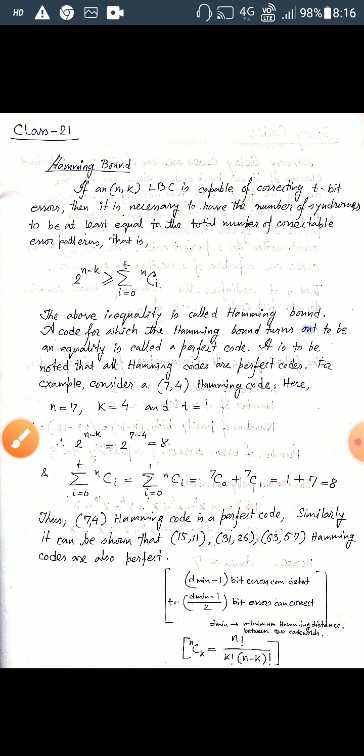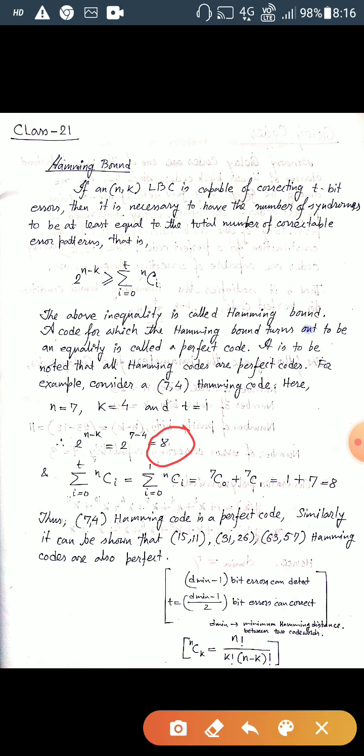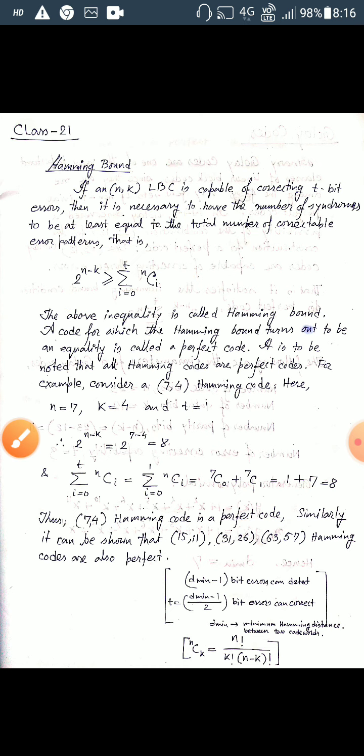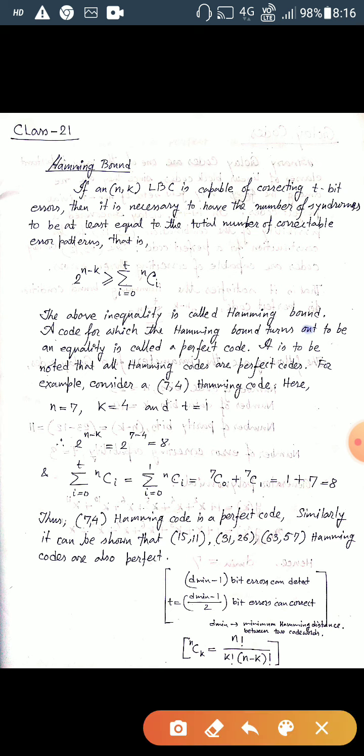So here this one is 8 and this one is also 8. So it follows the inequality, meaning it fulfills the Hamming bound. It is also treated as a perfect code. Thus the (7,4) Hamming code is a perfect code. Similarly, it can be shown that the (15,11), (31,26) and (63,57) Hamming codes are also perfect codes.